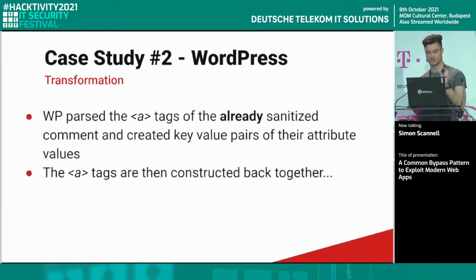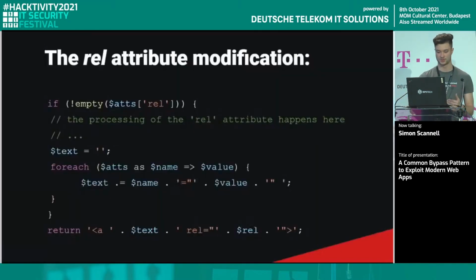So WordPress would parse the A tag of the already sanitized comment and then create it. So after a comment's been sanitized, WordPress looks for this rel attribute. And the way it does this, it creates a key value pair of all the HTML attributes and values. And then it goes through those values, modifies them, does whatever it wants to do with them, and then puts the string back together. So we're looking at the actual code here, where it would check if the attributes array contains the rel attribute.